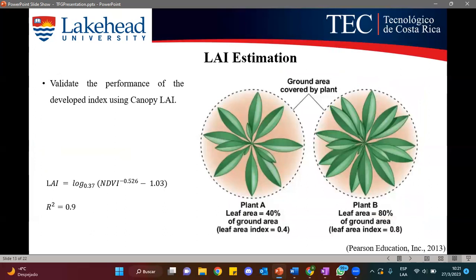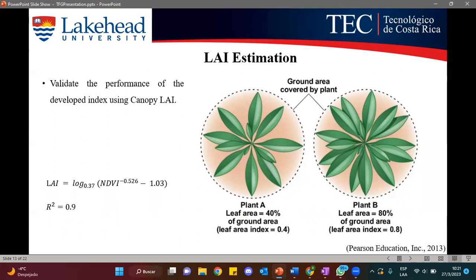Now, talking about leaf area index, which was the variable used to validate the proposed index. Just for some background, leaf area index is the leaf area per ground area. So basically, the higher the leaf area index, the less sparse the vegetation, and we're going to see more leaves.